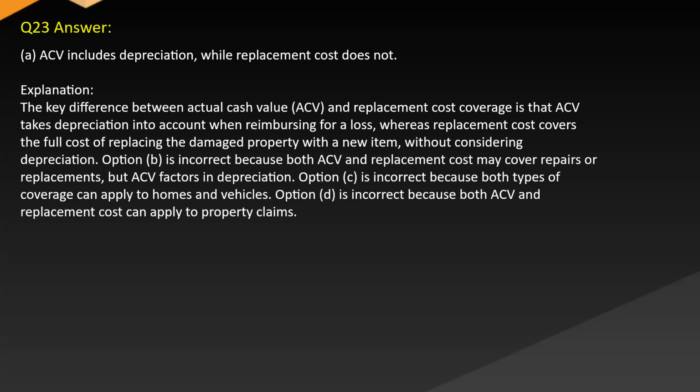Answer: A. ACV includes depreciation, while replacement cost does not. Explanation: the key difference between actual cash value (ACV) and replacement cost coverage is that ACV takes depreciation into account when reimbursing for a loss, whereas replacement cost covers the full cost of replacing the damaged property with a new item without considering depreciation. Option B is incorrect because both ACV and replacement cost may cover repairs or replacements, but ACV factors in depreciation. Option C is incorrect because both types of coverage can apply to homes and vehicles. Option D is incorrect because both ACV and replacement cost can apply to property claims.